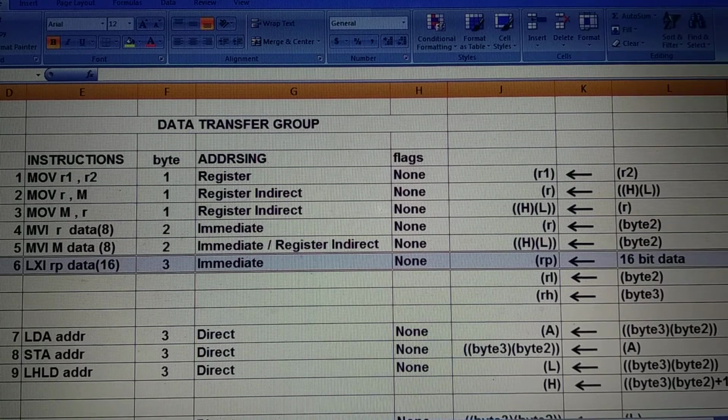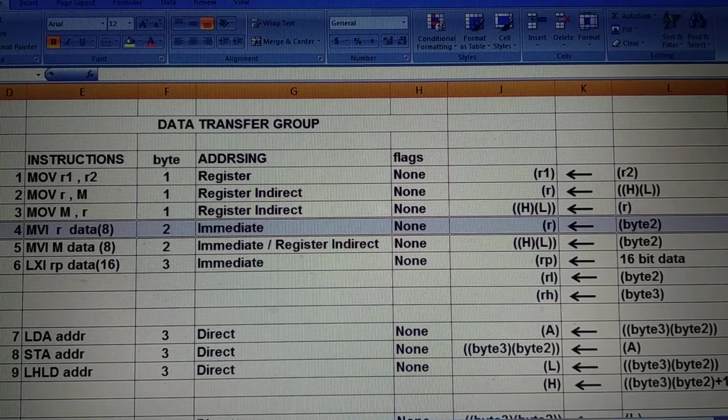Then the MVI instruction, MVI R, data. This instruction is used to initialize the content of a register. How these instructions are used in a program, that part we will learn after completion of all types of instructions.